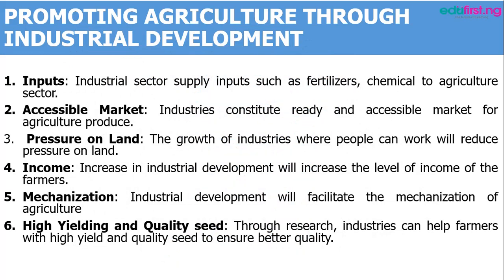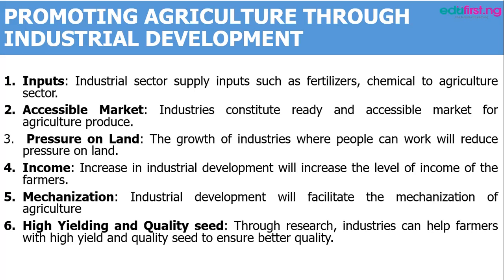Mechanization. Industrial development will facilitate the mechanization of agriculture. And high yielding and quality seed. Through research, industries can help farmers with high yield and quality seed to ensure better quality.